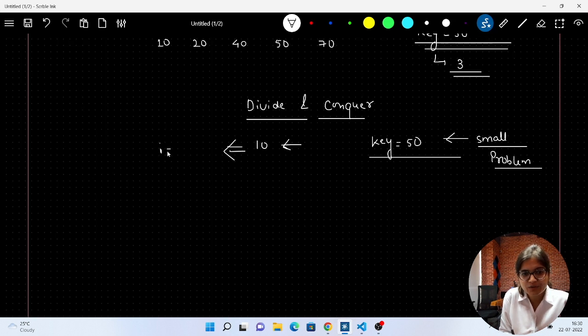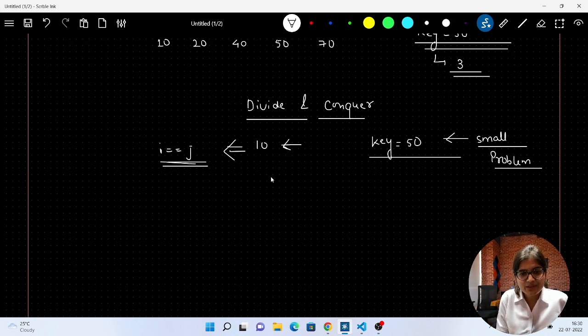We can make a simple condition: suppose the starting index, which is i, is equal to the value of j, where j is the ending index. If they are both equal, it means that we have only a single element, and if there is a single element, we can just make one condition.